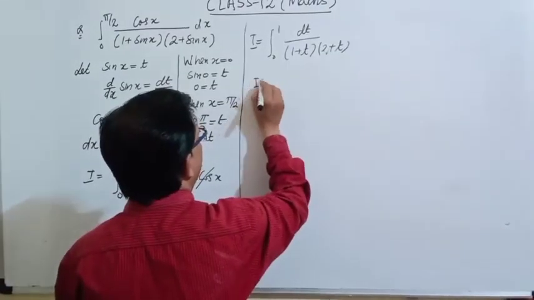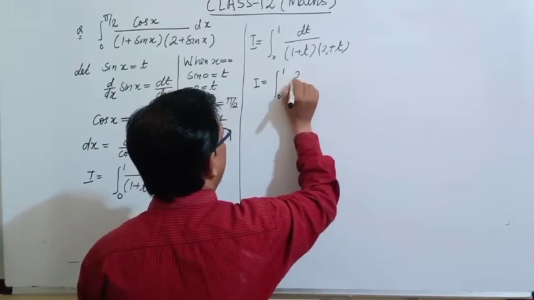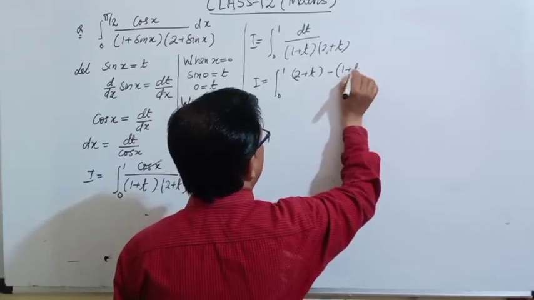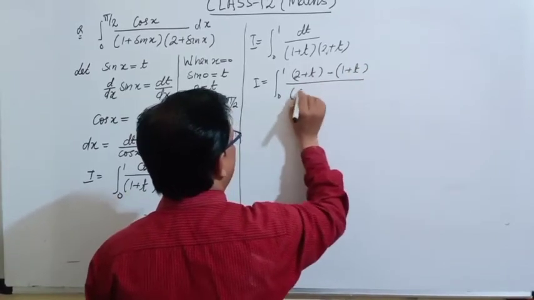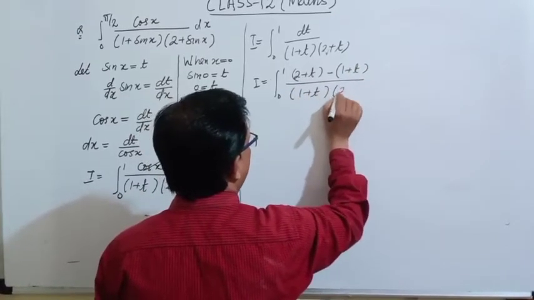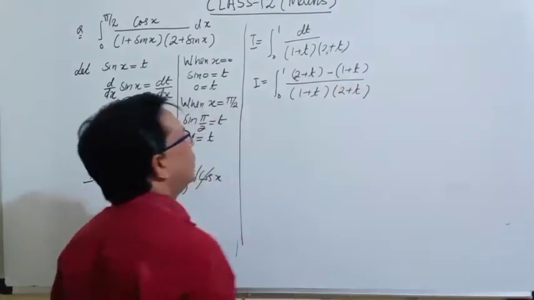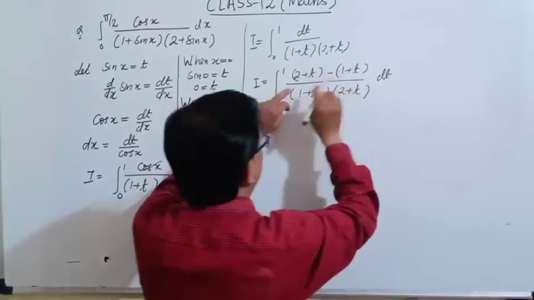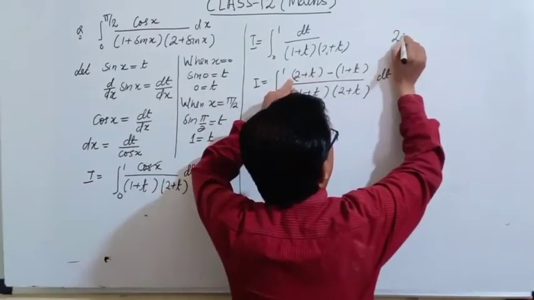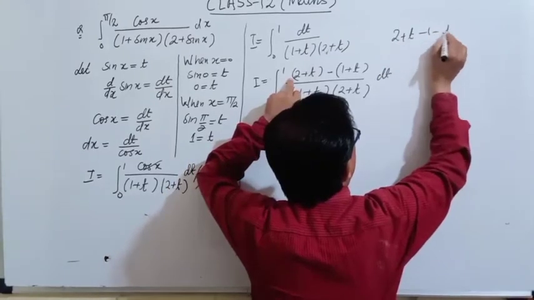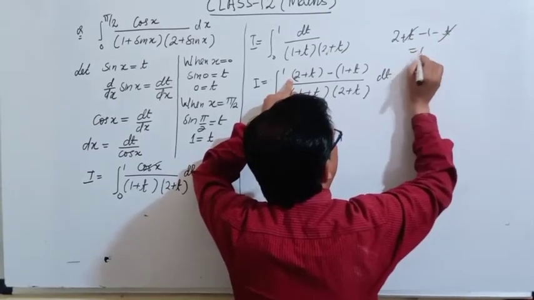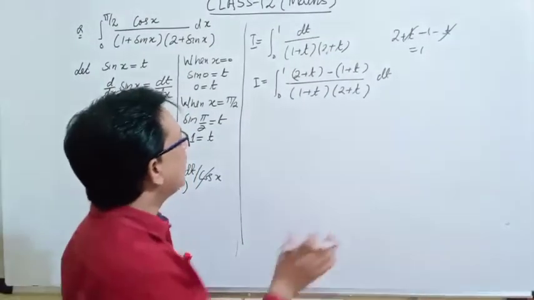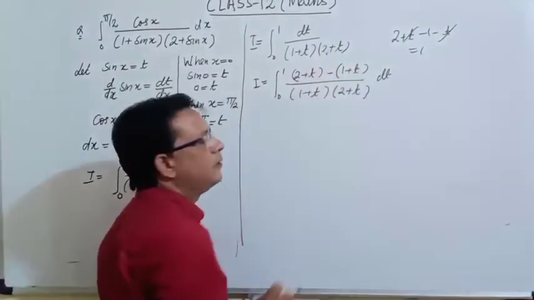For the difference method, here we write 0 to 1 of (2 plus t) minus (1 plus t). This is your difference method of integration. Here we write dt. Now see what happens. If we open this bracket, 2 plus t minus 1 minus t, this cancels out and this becomes 1. So there is no change. And when we see that there is a difference, we write it in difference form.